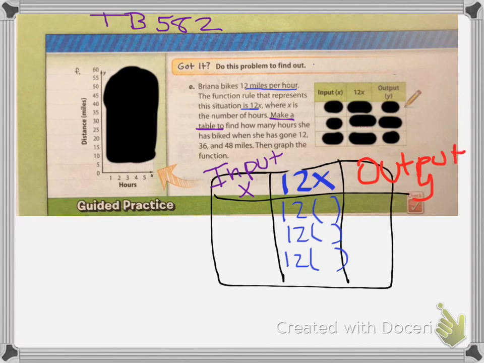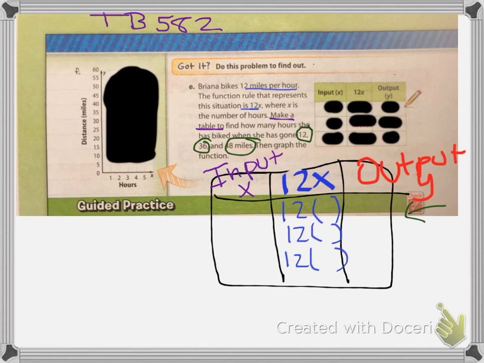All right, so the input values that they gave you, I'm going to color code those in green for us. It says, make a table to find out how many hours she has biked when she has gone 12, 36, and 48 miles. So you need to think about, she goes 12 miles per hour. Where am I going to put that 12, 36, and 48? Because the two options are this. They're either going to be your answers, which are here, the output values, or they're the input values. So you need to figure out which one it is.